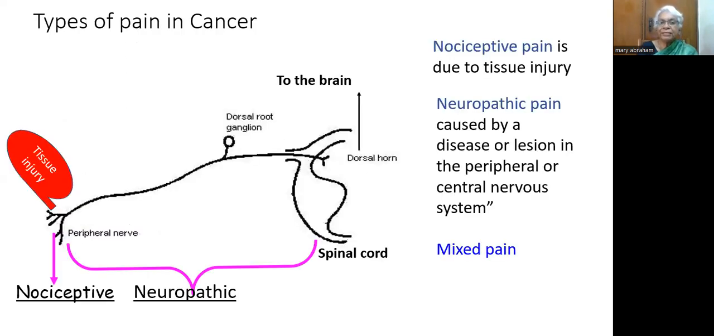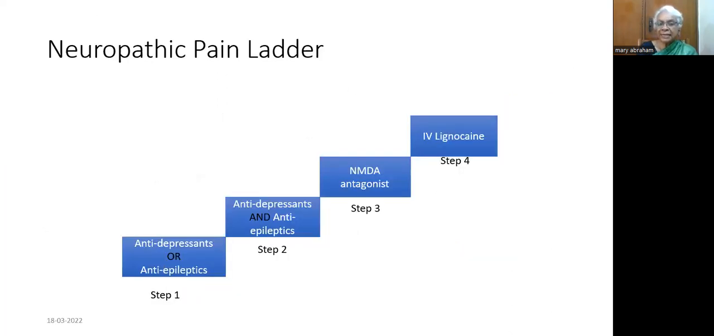Now, I mentioned earlier in my earlier slide that nociceptive pain is due to tissue injury and neuropathic pain is because of injury in the peripheral nerves or in the central nervous system. So we have to see whether that element is also there, and accordingly we can add a drug for neuropathy. Next, please. So this again I had alluded to in my previous talk about the neuropathic pain ladder. So I won't go through it again.